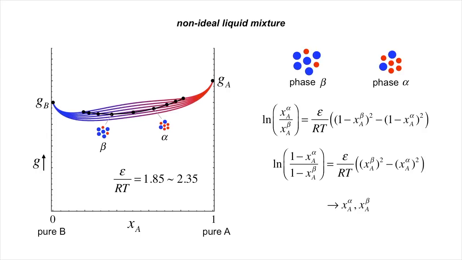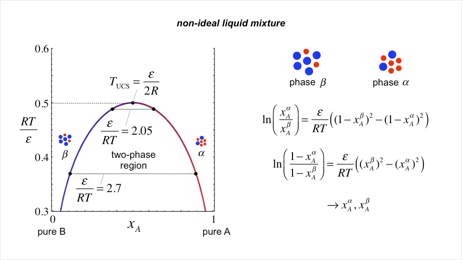Solving for X_A alpha and X_A beta as a function of epsilon over RT, we get the scaled T-x diagram shown here. This model predicts an upper critical solution temperature of epsilon over 2R, above which we only have a single phase. Below this upper consolute point, the system splits into 2 phases. I've drawn in tie lines for epsilon over RT equals 2.7 and 2.05, corresponding to the cases we examined earlier.